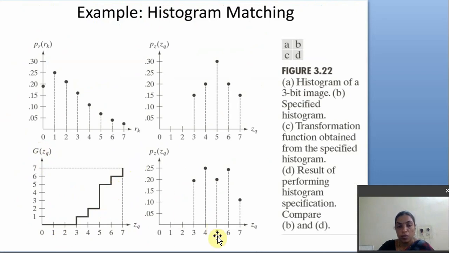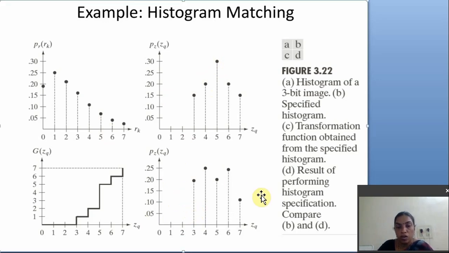Okay, now coming to the result of performing histogram specification graph. That means this is the specified one, but after applying the histogram matching procedure on the particular image, what is the resultant image histogram? That is this one, that is the equalized image, the enhanced image after taking the histogram specification.